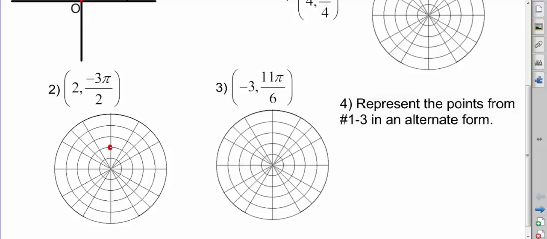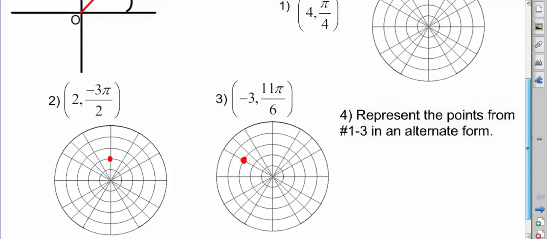That might really come in handy on a problem like number 3. 11 pi over 6 is over here, but we have a radius of negative 3, so we'd actually have to work our way back, and our point would end up being right out here in quadrant 2. So that's kind of an interesting way to think of it. We don't usually think of a radius as being a negative value, but it can work.